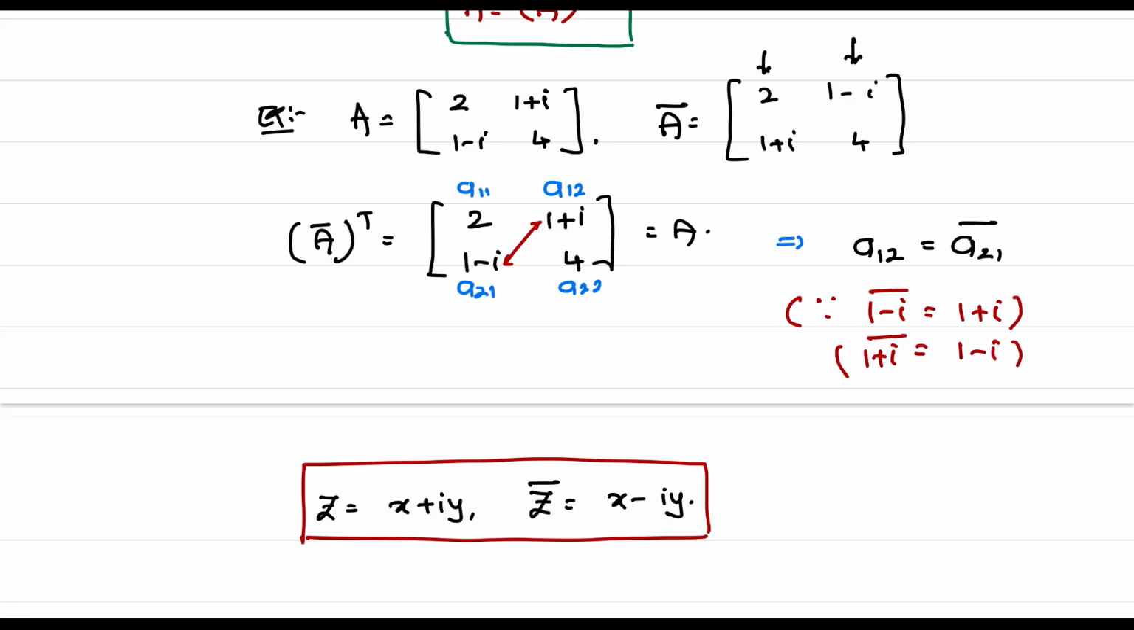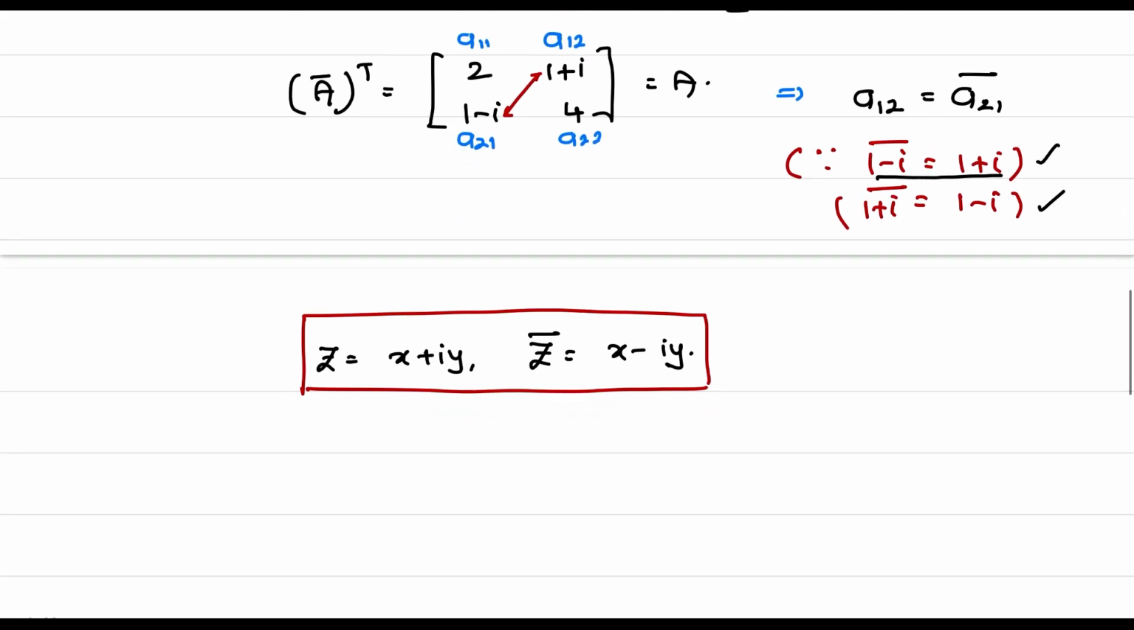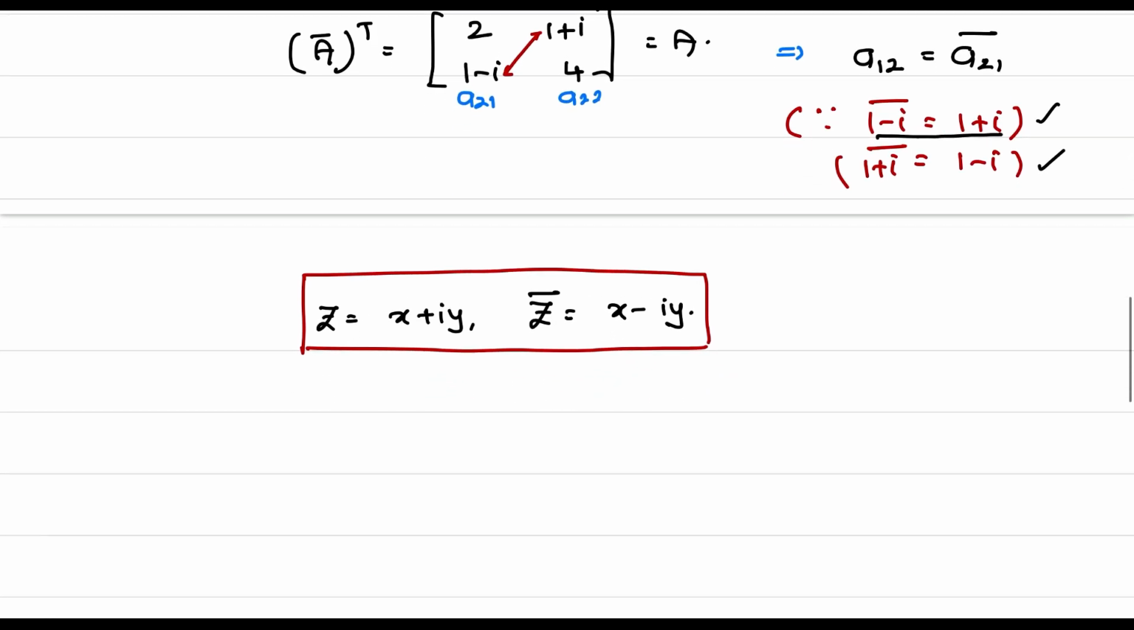Please understand this concept clearly. Hence, A12, 1 plus i, is equal to conjugate of 1 minus i. This property: A12 is equal to conjugate of A21. And these are all explained in the previous lectures. Please listen to them.